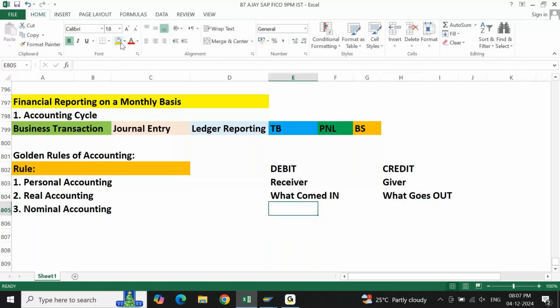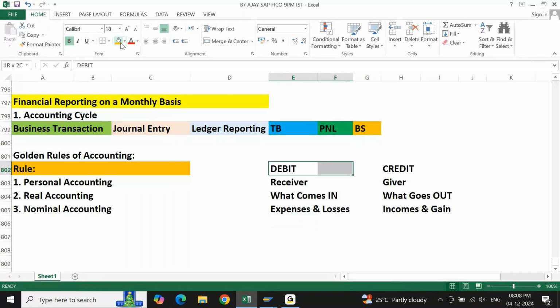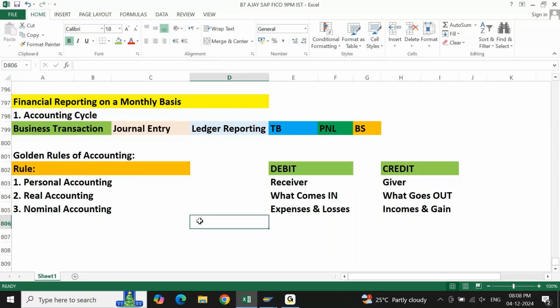Nominal account: debit all expenses and losses, credit all incomes and gains. Gain is nothing but profit. Now this is the fundamental rule for debit. This is the fundamental rule for credit. Am I correct? Yes.